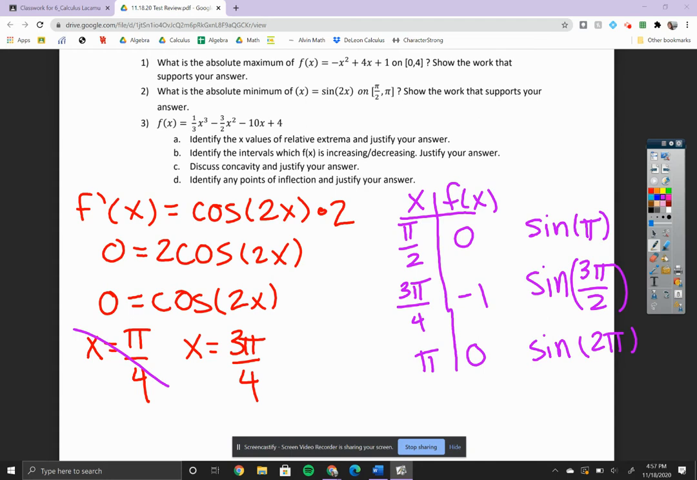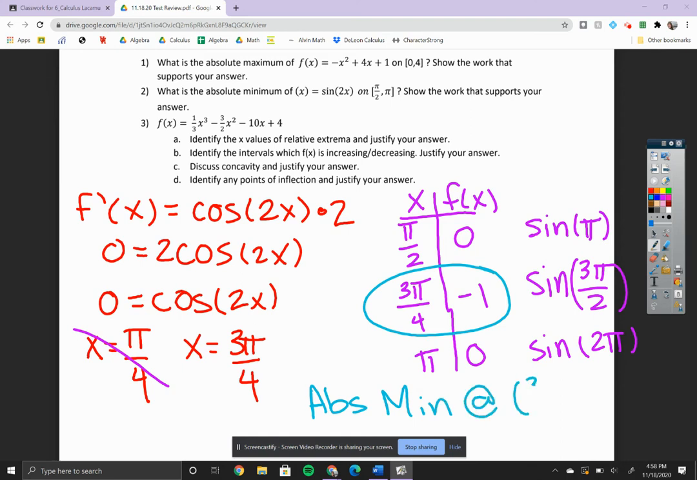And we're looking for an absolute minimum here. So you can see that our minimum would be right here at the point 3 pi over 4, -1. So my absolute min at the point 3 pi over 4, -1.